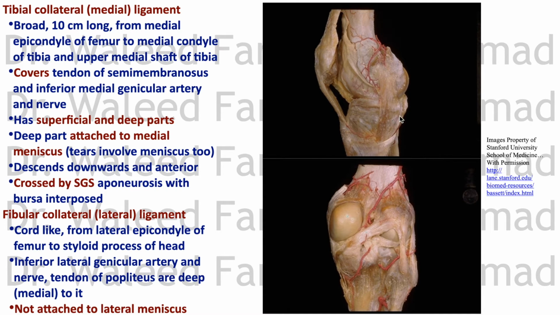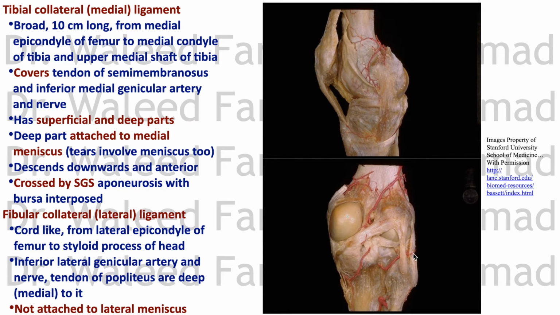It has superficial and deep parts. The deep part attaches to the medial meniscus. So if something happens to the medial ligament, it usually tears the medial meniscus with it, because it's attached to the medial meniscus. On the contrary, the lateral ligament is not attached to the lateral meniscus. It's crossed by the SGS tendon, the sartorius, gracilis, semitendinosus aponeurosis, with a bursa in between.